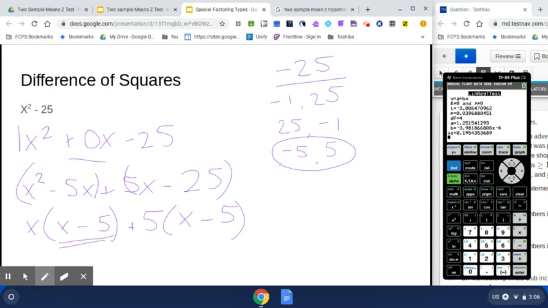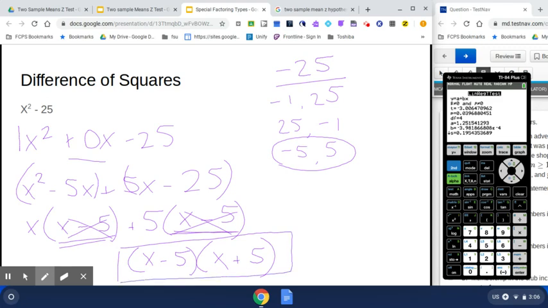Notice that our factor matches, so I'm going to factor out that x minus 5. If I factor that out from each, I have leftover x and leftover positive 5. That would be my factored form of that trinomial. Notice, guys, that one has a positive 5 and one has a negative 5. So if you remember that pattern for difference of squares, that pattern will always stay true. We'll have one positive and one negative, and the numbers will match.